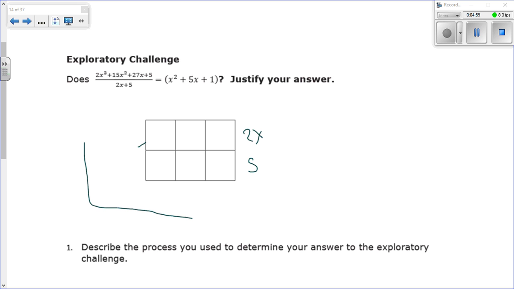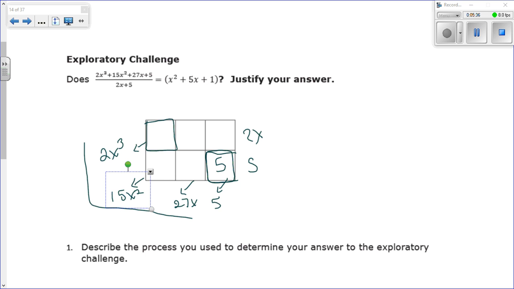So if we were to add them up, this would have to be 2x cubed. Coming down this diagonal would have to be 15x squared. Coming down this diagonal would have to be 27x. And then in that box would have to be 5. So I need to figure out what my answer is. I know that this box here has to be 5 because nothing's being added to it. If you look at this box here, nothing's being added to it. And this box up here has to be 2x cubed, again, because nothing's being added to it.